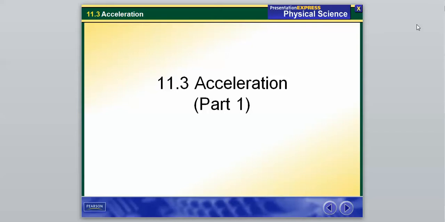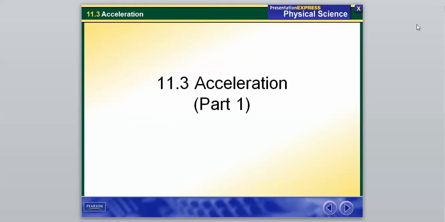We are going to start our last section of Chapter 11, and the title of this section is Acceleration. This is going to be our last little tidbit about motion. We've talked about distance, displacement, speed, and velocity. Now the last little piece to introduce motion is acceleration.